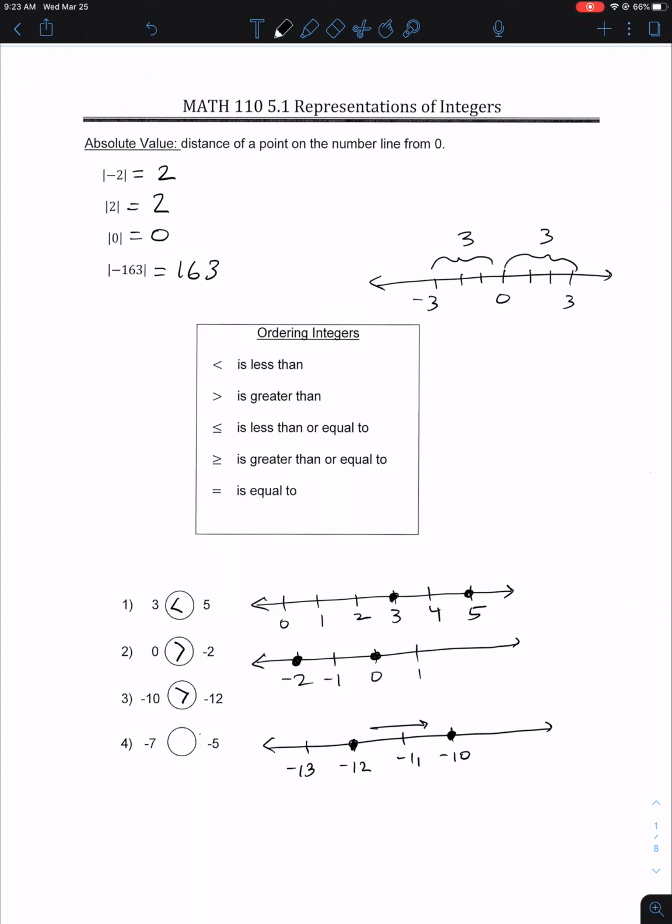And then finally, negative 7 and negative 5. Negative 7 is to the left of negative 5, so that tells us that negative 7 is less than negative 5. Again, feel free to sketch out the number line if you need help with it. Otherwise, play around with some of those and see how you do.